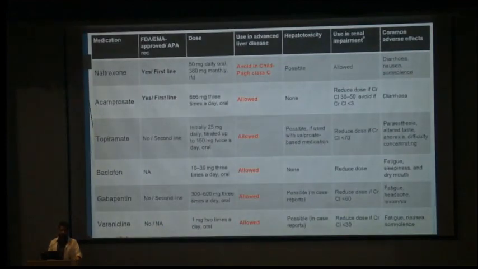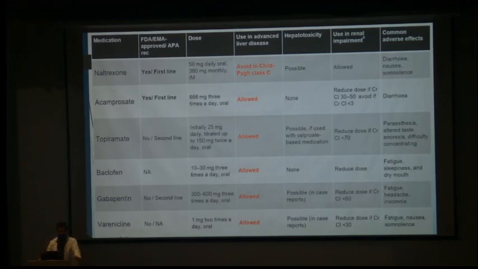So this is the table based on the latest Nature publication last year, where they give the evidence for these medications, starting with naltrexone, which the FDA and APA have given as a first-line recommendation, except that it is to be avoided in Child C because of possible hepatotoxicity, which keeps getting mentioned. And it is allowed with renal dysfunction as well.